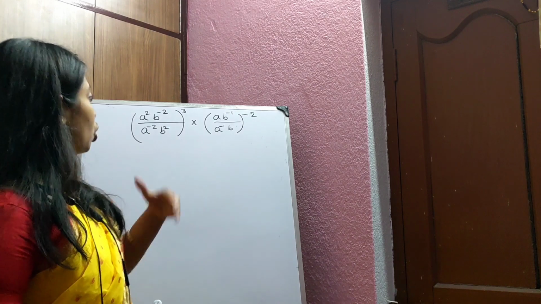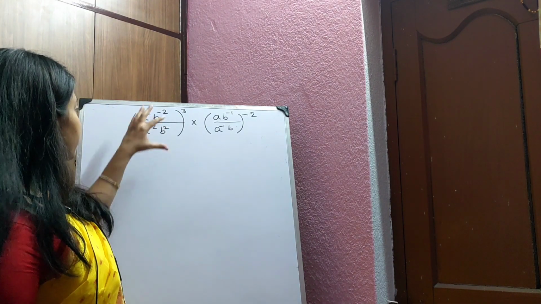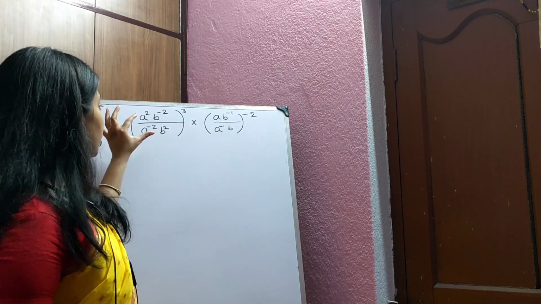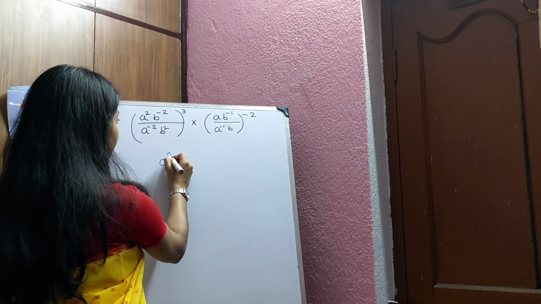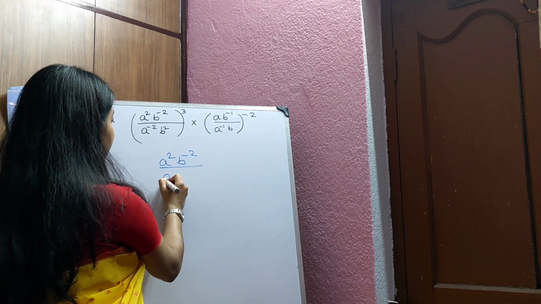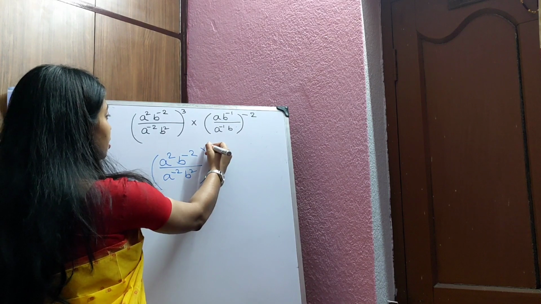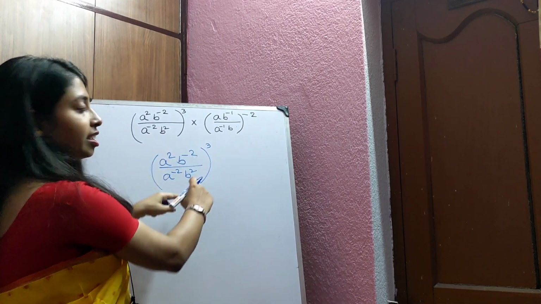So to solve this problem, let us first take individual terms. Let us first solve this one, then we will solve this one, and then we will multiply. Okay, so let us take this term first. The term is a square b to the power minus 2 whole divided by a to the power minus 2 b square, the whole of which is raised to 3. Now we will break the term inside the bracket.